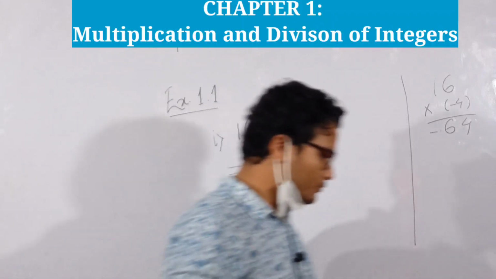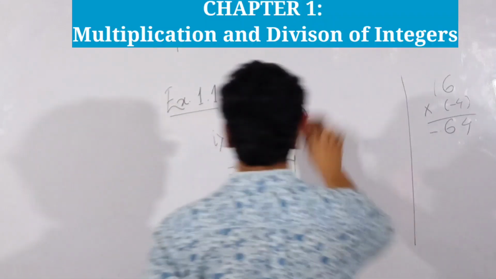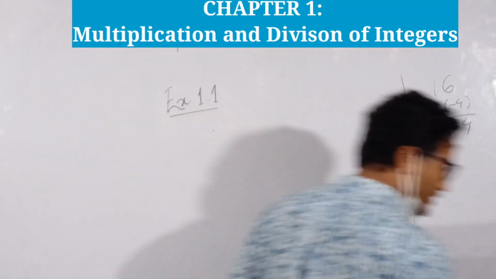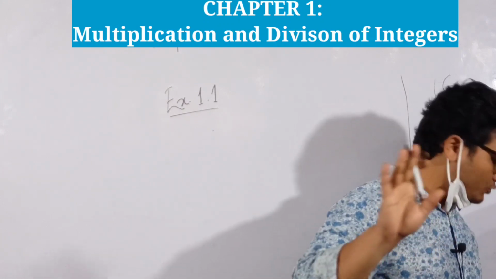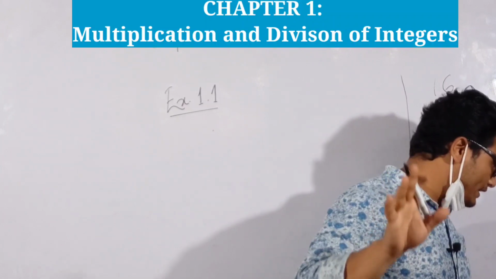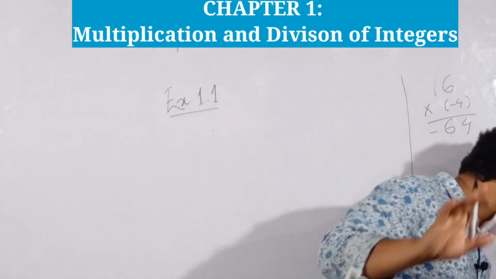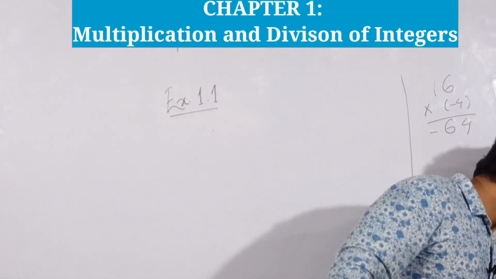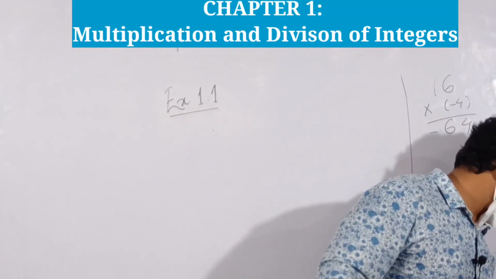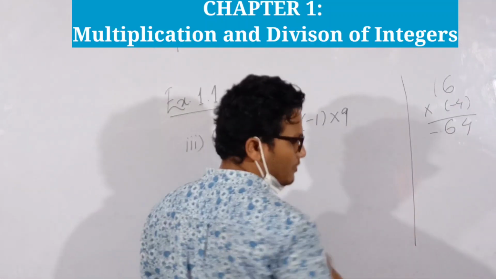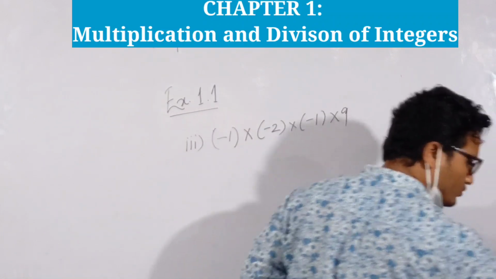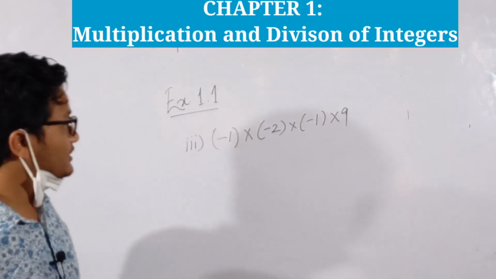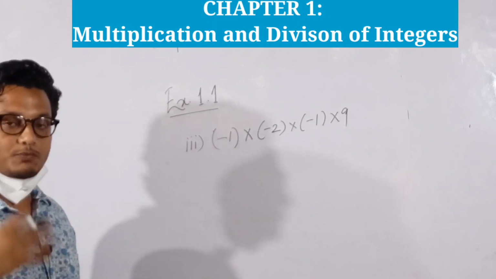Now we will do one more problem, let me take a different problem. All the problems which have 2 numbers you can solve by yourself. I will take another problem, question number 3, which has 4 numbers: -1 into -2 into -1 into 9. Now students, how will we solve this problem?